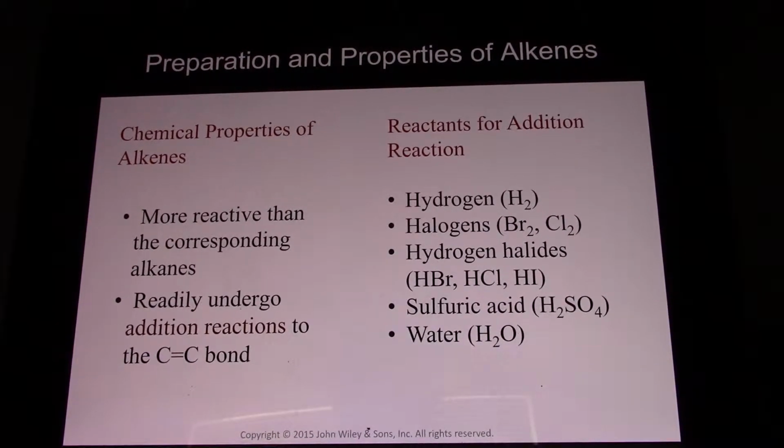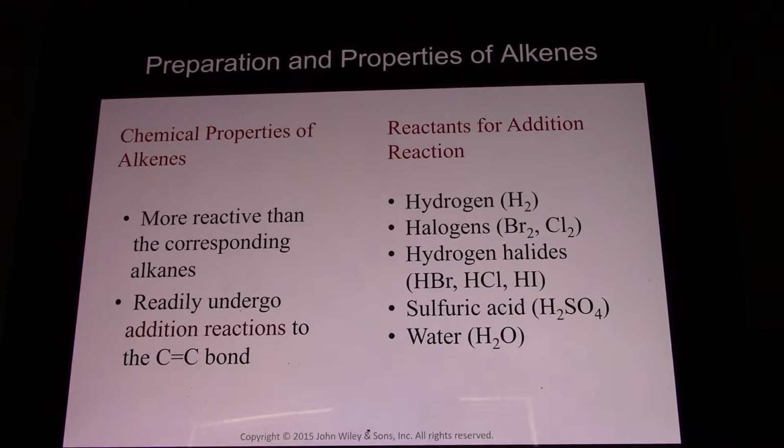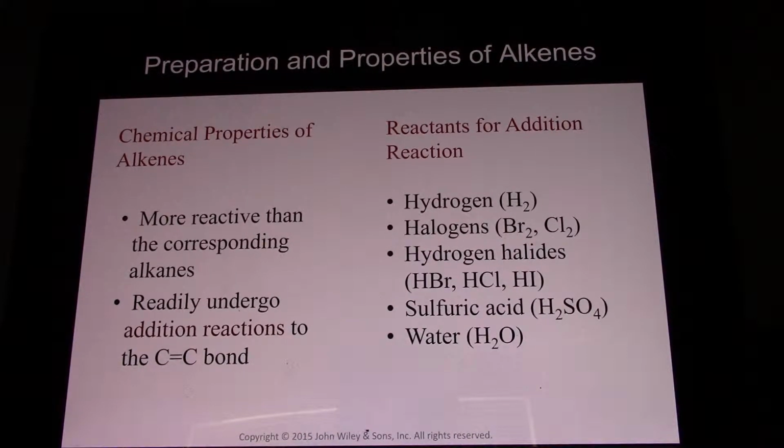All right, let's talk about the chemical properties of alkenes. They are more reactive than corresponding alkanes because they have a double bond. And that double bond can easily undergo a lot of different addition reactions. And so all of a sudden you have all sorts of reactions which can occur at that double bond. So that is a functional group. The double bond itself is a functional group capable of and possessing its own unique specific chemistry.